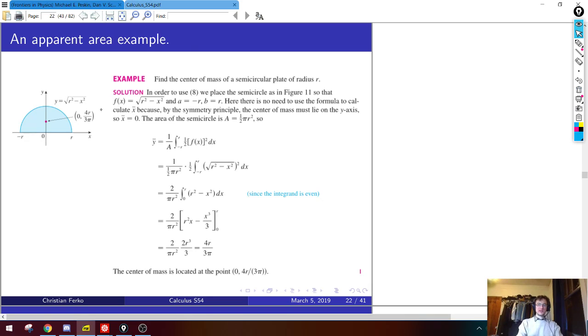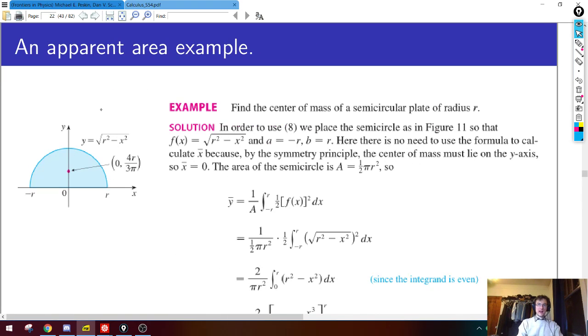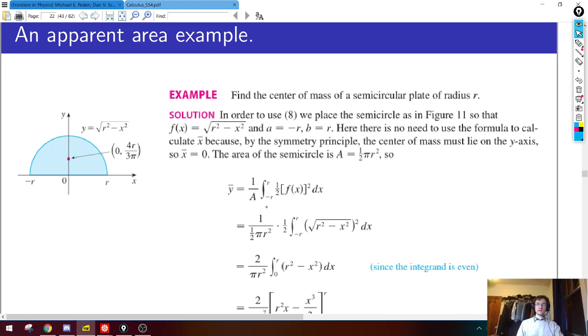So here's an area example, but by symmetry it actually turns out to be easier. The question asks us to find the center of mass of a semicircular plate of radius r. So we assume, since density was not given, that the density is constant. I would write that as some area density, sigma of x equals sigma, which is constant, although they won't use that letter here.